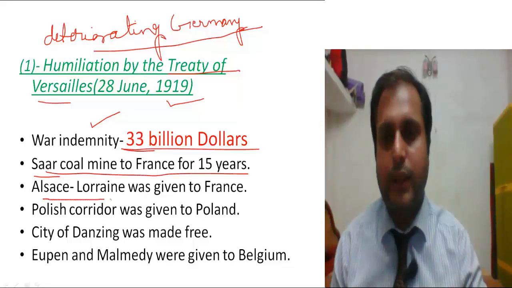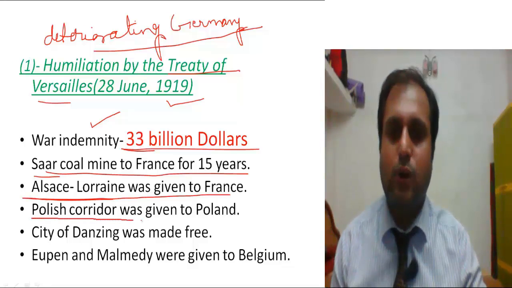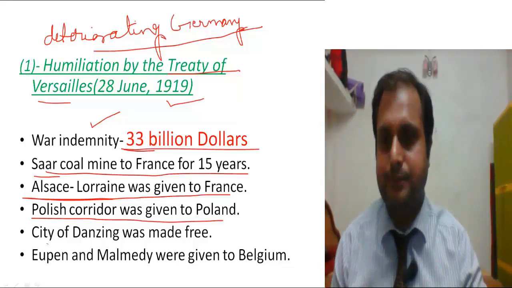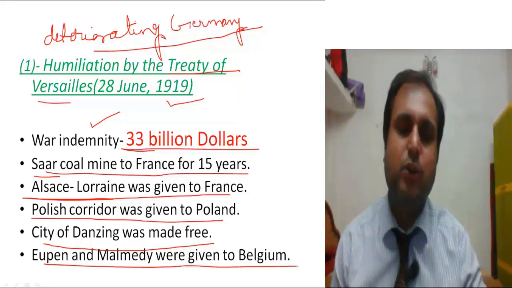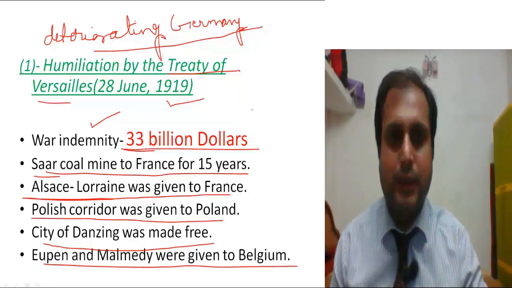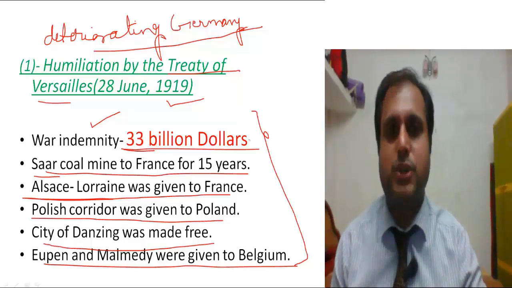Alsace-Lorraine, a territory that had been captured by Germany, was also given to France. The Polish corridor was given to Poland, and Poland was declared an independent country. The Danzig corridor was made free, and Eupen and Malmedy were given to Belgium. Even military limitations were imposed upon Germany.